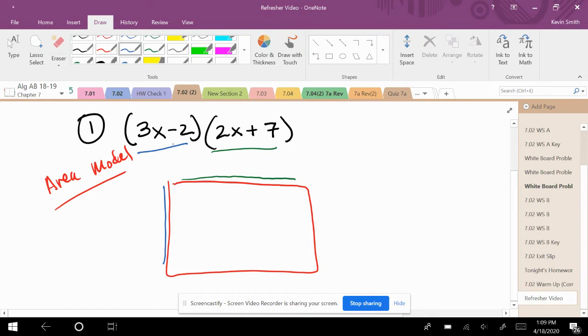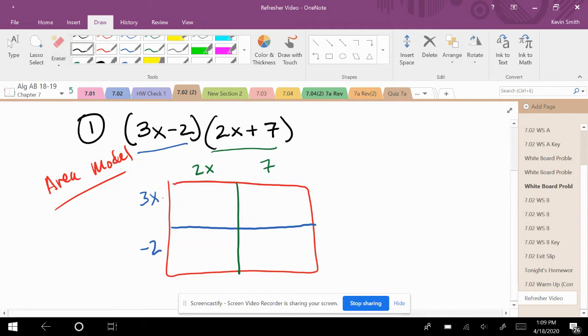So we would split up this 3x minus 2 as 3x and negative 2. And then we would split up the 2x plus 7 as 2x and 7. And then we would multiply and find the area of each little box in there. So 3x times 2x would give me 6x squared. 3x times 7 would give me 21x. Negative 2 times 2x would give me negative 4x. Negative 2 times 7 would give me negative 14.